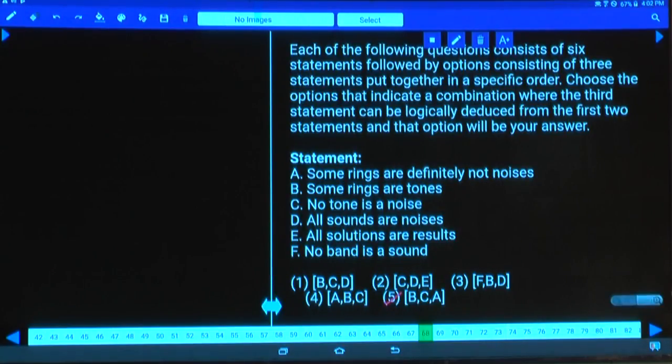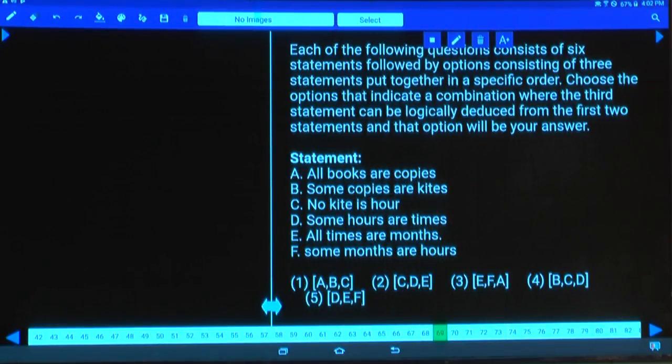Choice 5. Now let us check choice 5 here, B, C and A. Some rings are tones, cross and cross. No tone is noise, tick and tick. Middle term, what is the middle term? Yes, tone is distributed. Now the conclusion between ring and noise: some rings are not noise, definitely true. Then what is your answer here? Choice 5 is the answer. Now I can derive some not from no. I cannot derive no from some not. The vice versa is not true. That was 68.